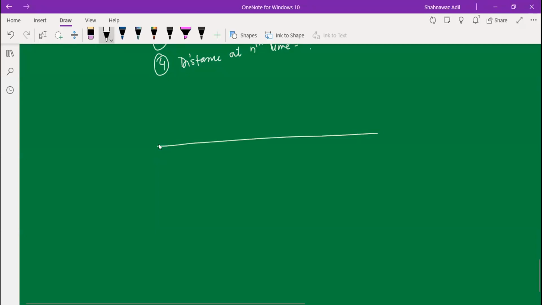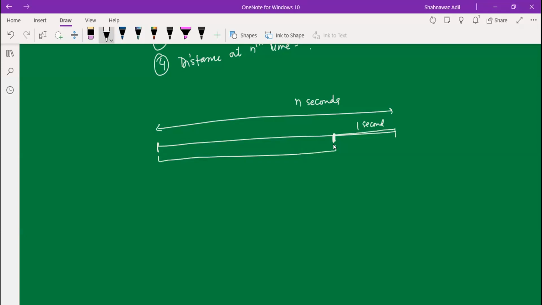So let's say the total time is n seconds. Right, this is n seconds. And then I have this time, 1 second before. From here to here, that is 1 second. So what would this time be? From here to here, what would this time be? N minus 1. Absolutely correct. So good. So n minus 1 seconds.